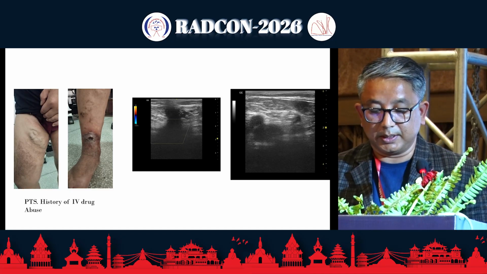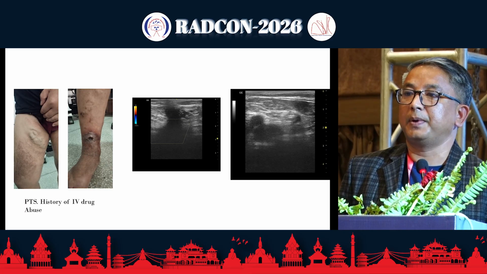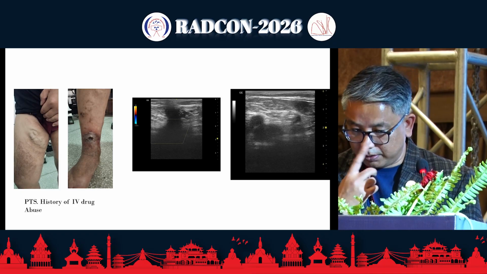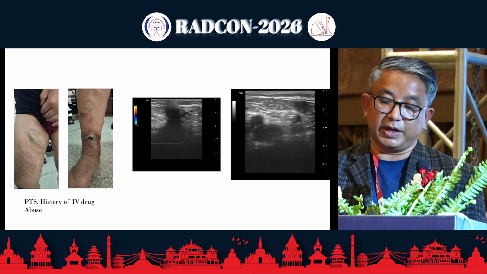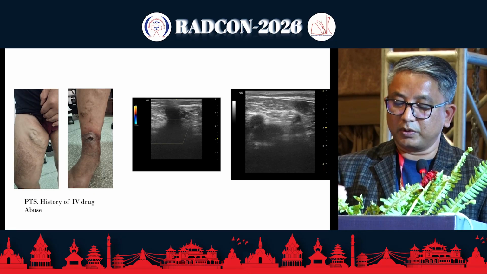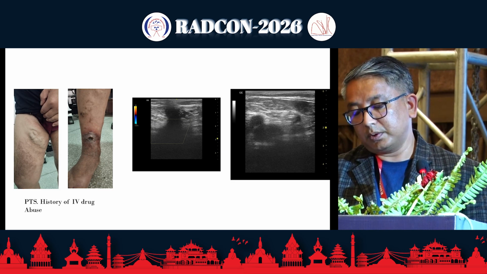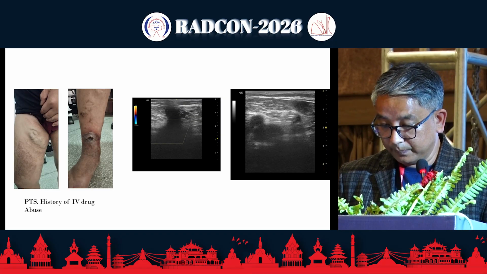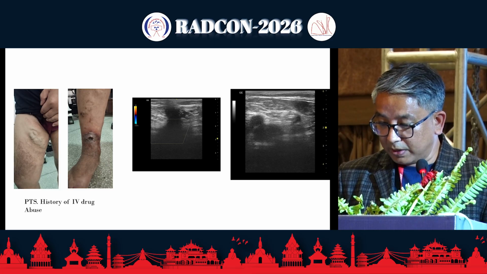This is another case with a history of IV drug abuse. He comes with a palpable lump of varicosities in the proximal thigh and a venous leg ulcer. I did an ultrasound. Here we can see the SFJ was incompetent, with reflux from the SFJ. Just proximal to the SFJ, I could not visualize the common femoral vein and iliac vein due to acoustic shadowing. This is his image.